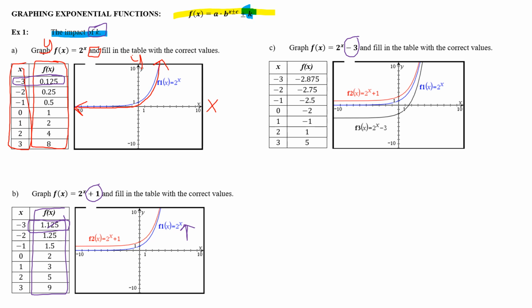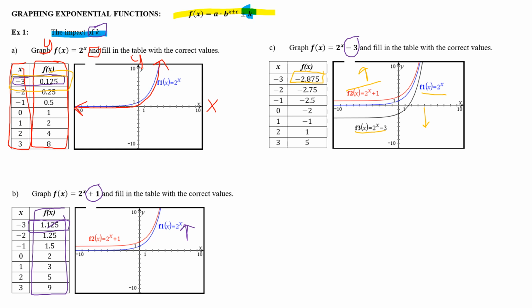Now, for the k value of -3, again, the blue one represents my original graph, 2 raised to the x. The red one was when we added 1, 2 raised to the x plus 1, which made the graph go up. Now it's -3, which made the graph go down 3 units. Again, another example: if you look at -3, 0.125, you subtract 3 from 0.125 and you get -2.875. So basically it moves the graph up and down.